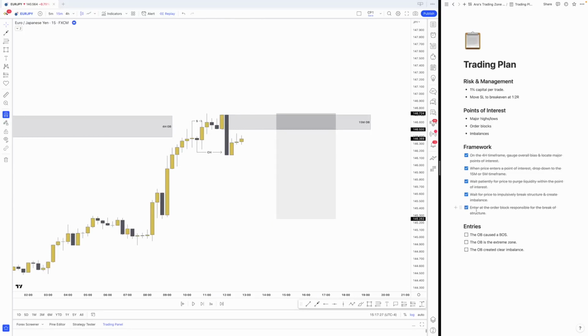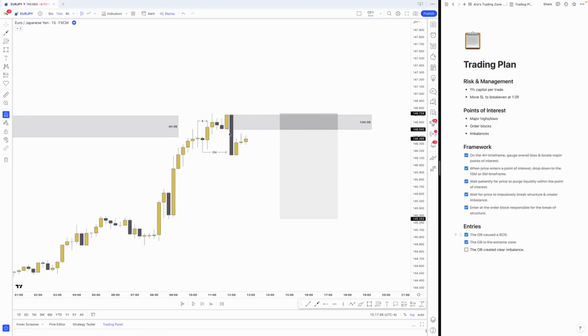So we can check step number 5 off the list. Now let's go over our entry criteria. The order block caused a break of structure. Yes, it did. Change of character is the first break of structure. It's an early warning sign that the market may be shifting. The order block is the extreme zone. Yes, it is. There's nothing above it, so it has to be the extreme of this minor bearish leg here. The order block created clear imbalance. Yes, it certainly did. Between this candle's low and this candle's high, we have imbalance there. So everything checks off the list here. Let's play price forward and see what happens.